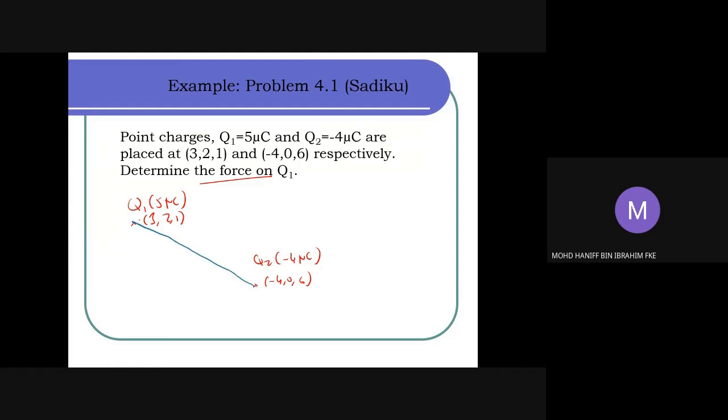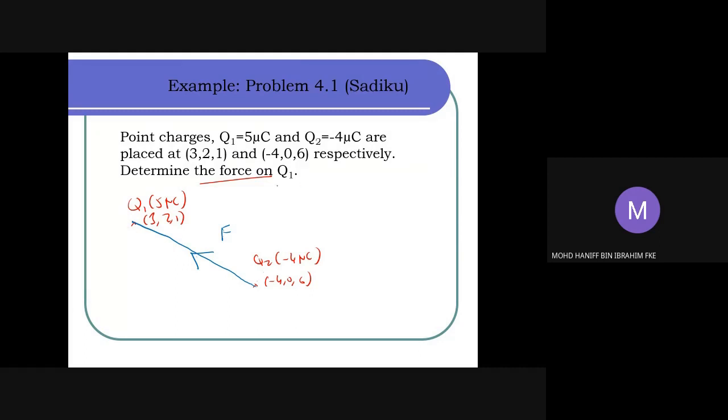So that should be the line connecting the 2 points there. The force on Q1 means that your force must be directed from Q2 to Q1. That should be the direction of the force, because you want to find the force on Q1. So the vector of force should be directed from the point of Q2 to the point of Q1.